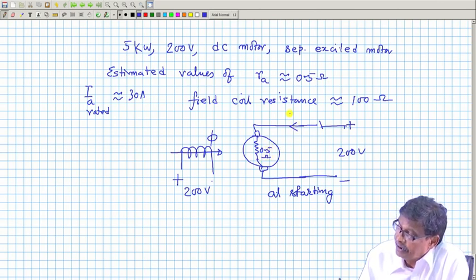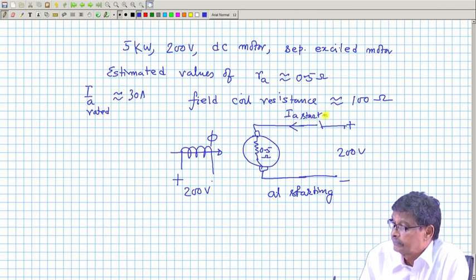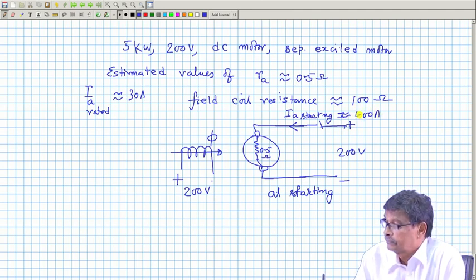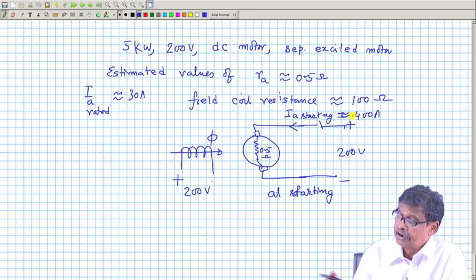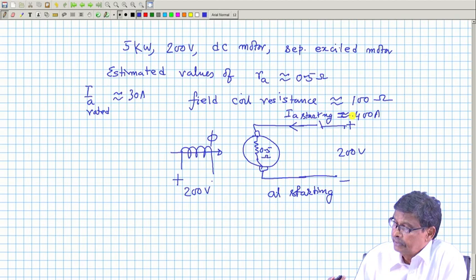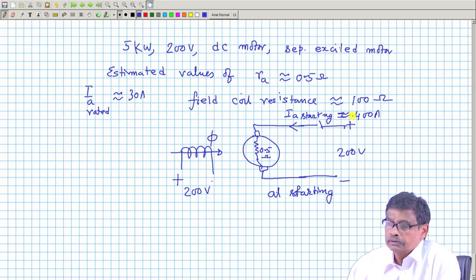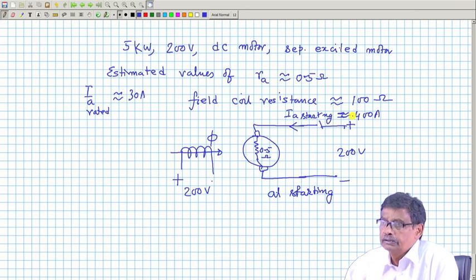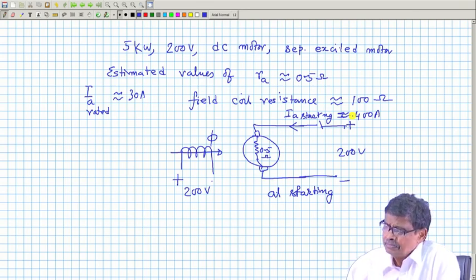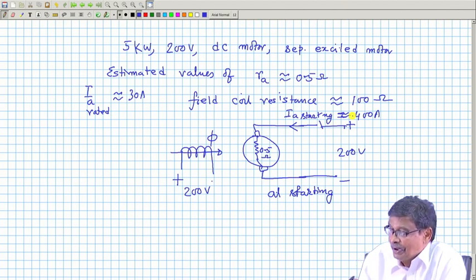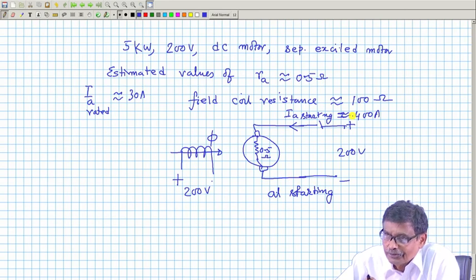The current drawn will be IA starting, will be 400 ampere. Rated current is 30. So, many times the rated current will be flowing, 400 divided by 30, about 14 times the rated current will be flowing. This may cause problem, armature may burn, but such a large current will not flow for long, because the machine will also start running.